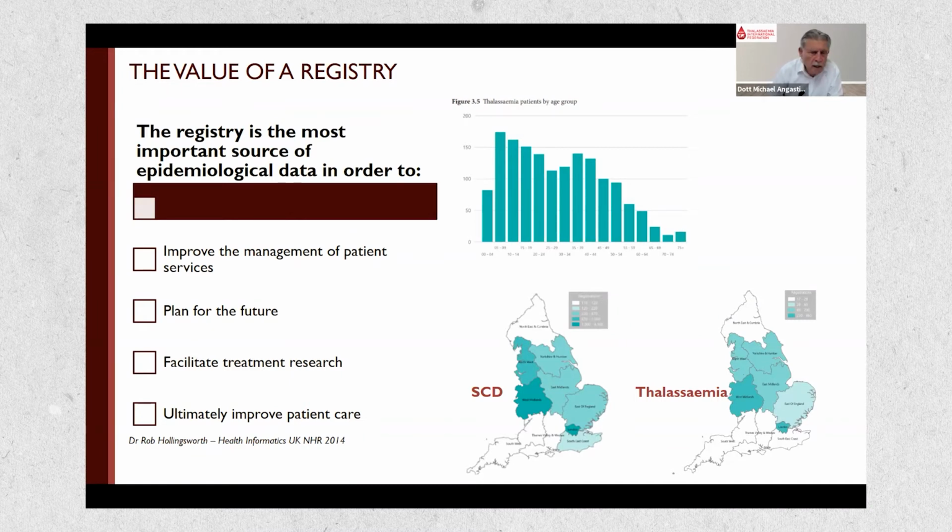According to the UK hemoglobinopathy registry, the importance is to improve the management of the patient services. This is primary number one, to help us plan for the future. If we know how many patients we have, where they're located, what's the quality of our services. And one way to understand the quality is by looking at survival, and patient age distribution will give us some of that.